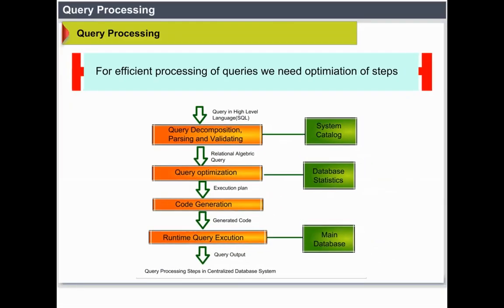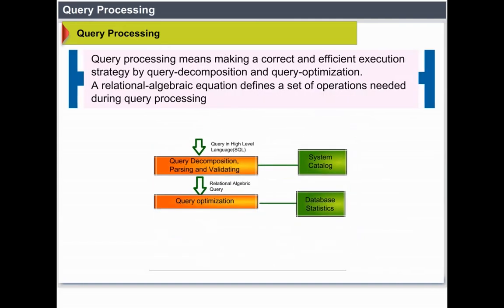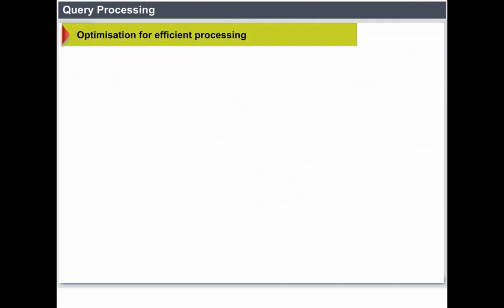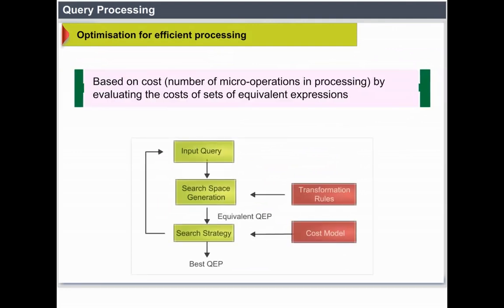Efficient processing of queries needs optimization of steps. Query processing means making a correct as well as efficient execution strategy by query decomposition and query optimization. A relational algebraic equation defines a set of operations needed during query processing. Optimization for efficient processing is based on cost, the number of micro operations in processing, by evaluating the cost of sets of equivalent expressions.